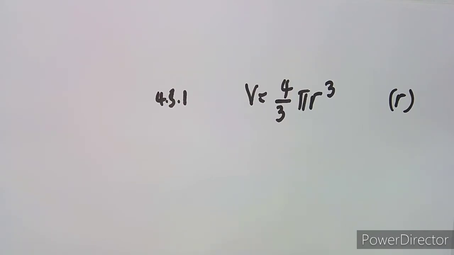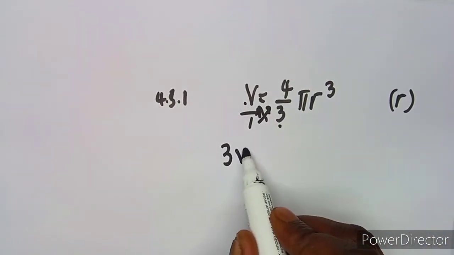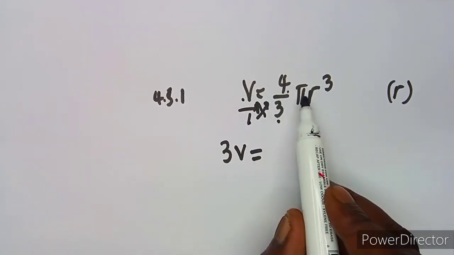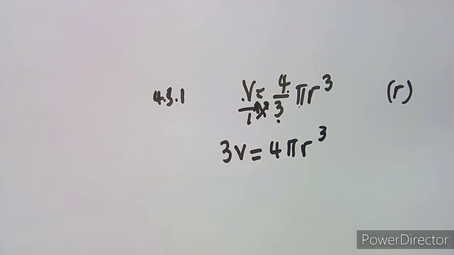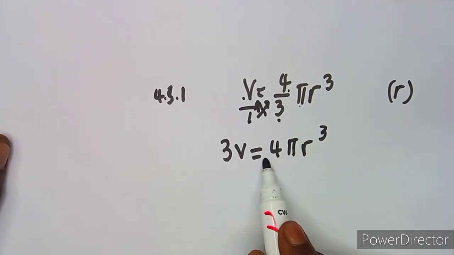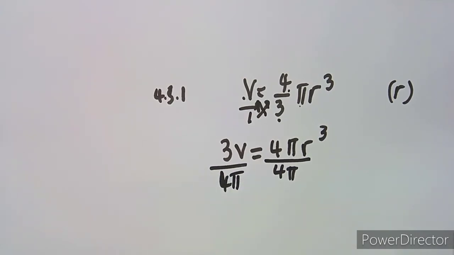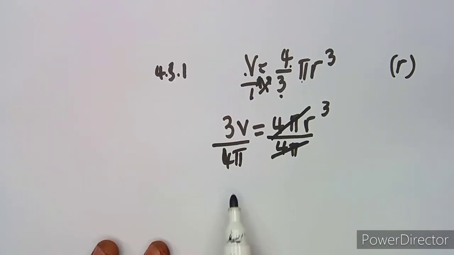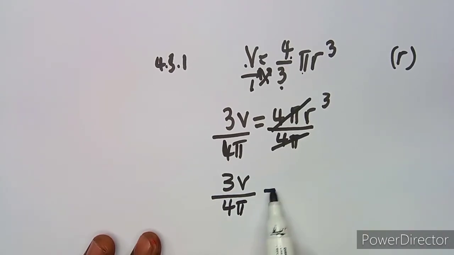So many ways, guys. We can choose to first cross multiply, because this is over 1. So you can cross multiply here. 3 times V, which is 3V, is equal to 1 times 4 pi R cubed, like that. If you cross check here, 4 pi is multiplying, so I can divide by 4 pi here, so that these two can cancel. I'm going to be left with 3V over 4 pi equal to R cubed, like this.